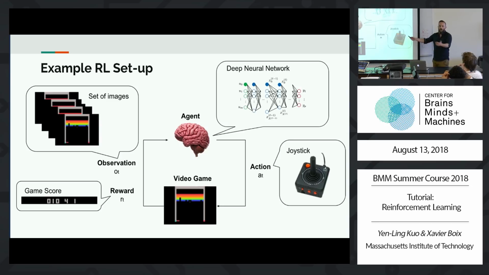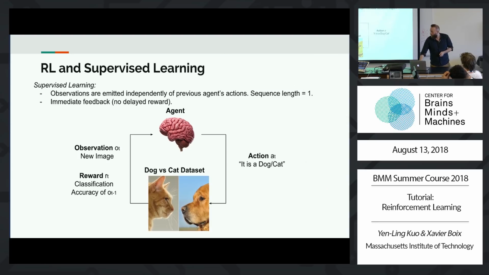And as you can imagine, one option of an agent is a neural network, and that is the case we are going to study. In practice, we are going to build a deep neural network that will learn to play video games at the end of this tutorial.